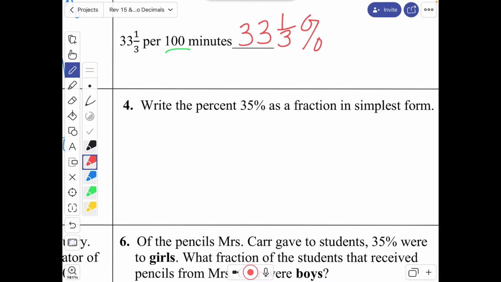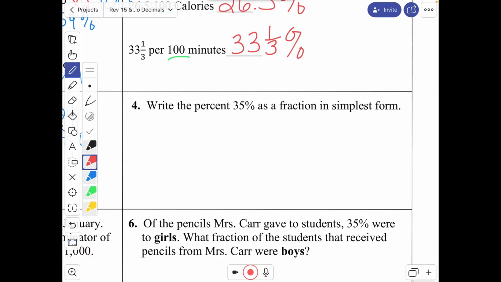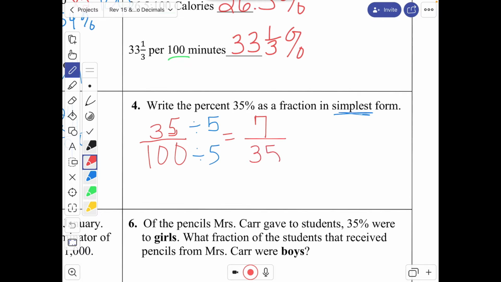Number 4. It says write the percent 35% as a fraction in simplest form. Percent means over 100, so 35% would be 35 over 100. But we have to simplify. What could we divide both of those numbers by? 5 will work. So 35 divided by 5 makes 7, and 100 divided by 5 makes 20.